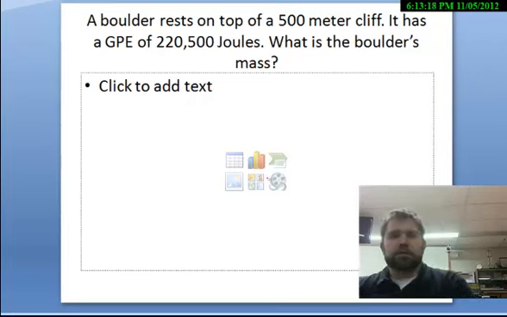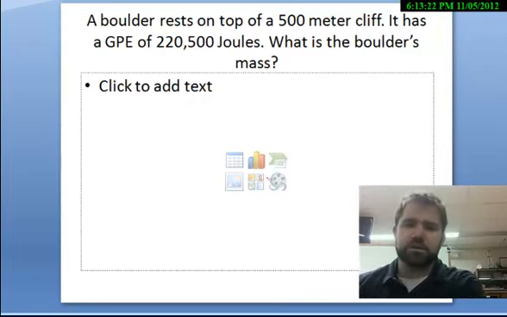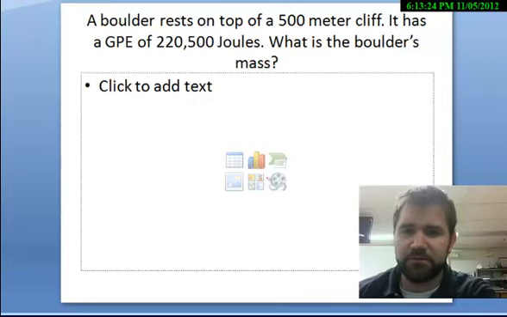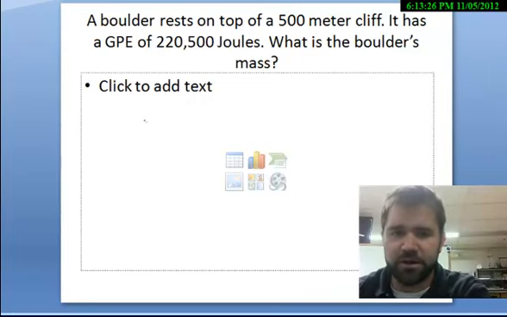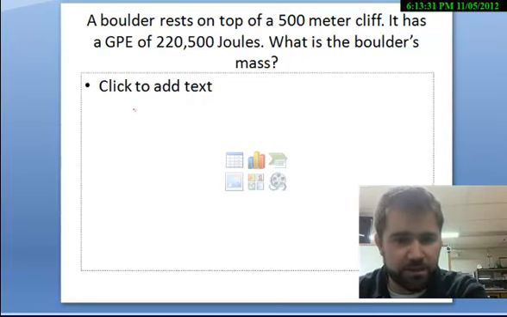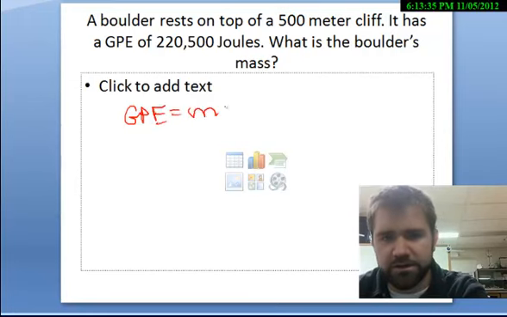Okay, different type of question. A boulder rests on top of a 500-meter cliff. It has a gravitational potential energy of 220,500 joules. What is the boulder's mass? So now they gave us the gravitational potential energy, but they want to know what's the object's mass. So I'm just going to write my equation down again. GPE equals mass times gravity times height.